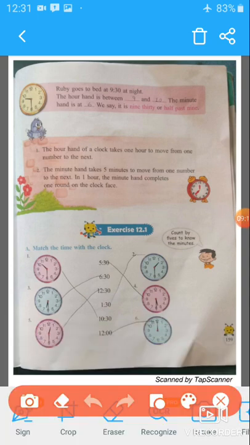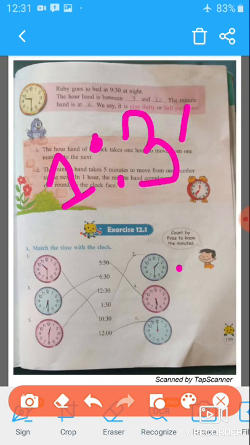Now look at the next one. In the second clock, the hour hand is between 1 and 2 and the minute hand is at 6. It means the time will be half past 1. It can be written as 1 colon 30. So students, you can match the second with 1 colon 30.